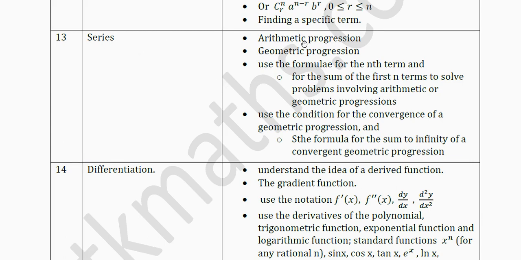Now in series, arithmetic progression, geometric progression, and related to that, nth term and sum. I have selected questions for this topic from A level P1, because this topic was a part of the A level P1 paper, right?